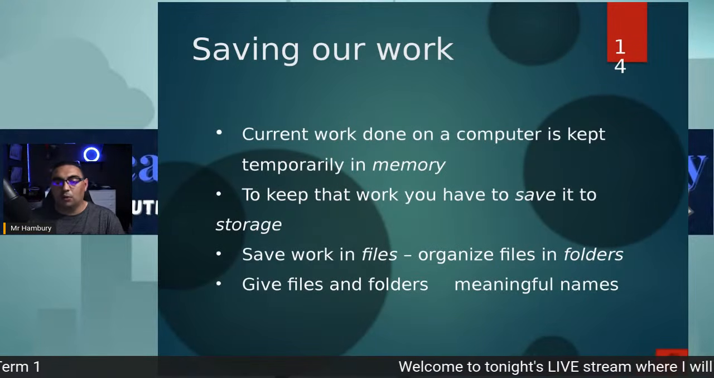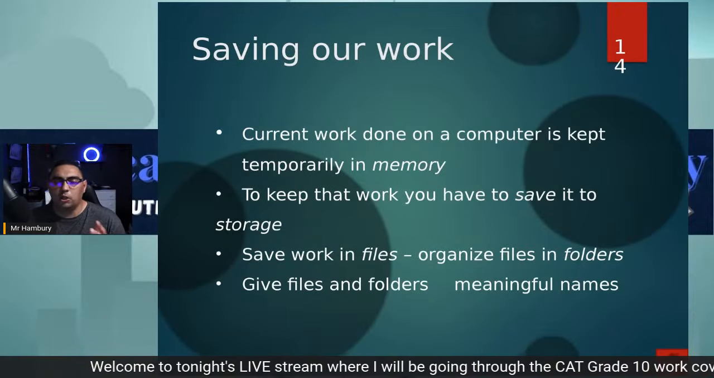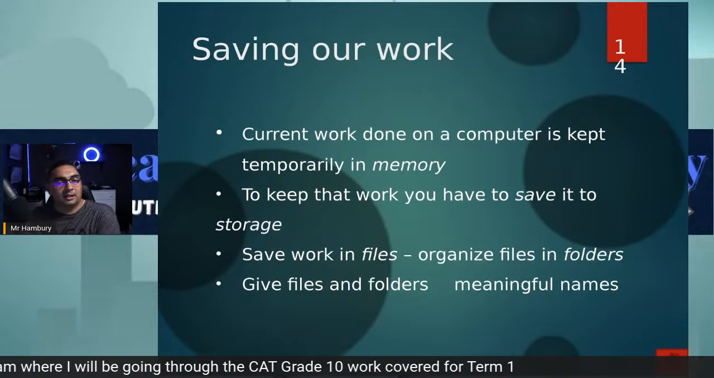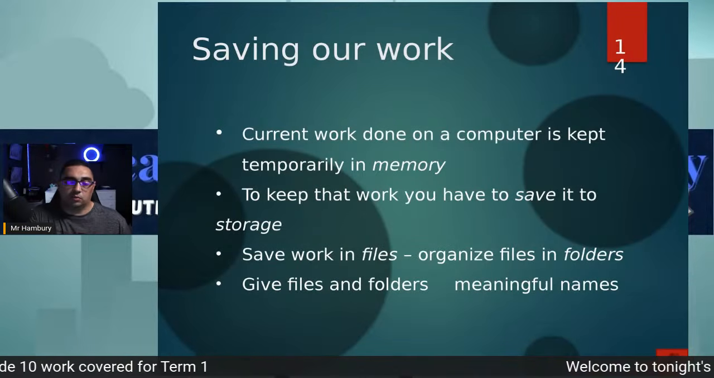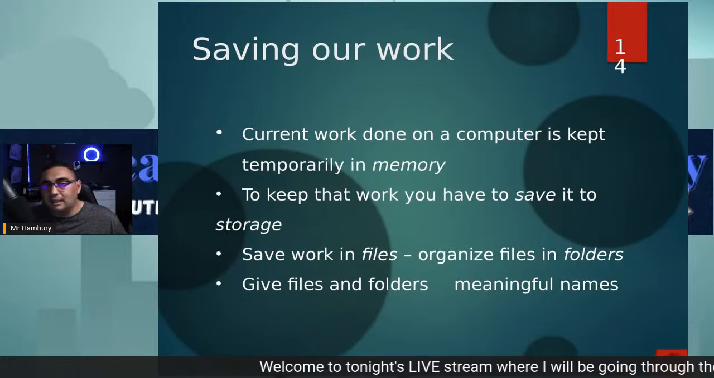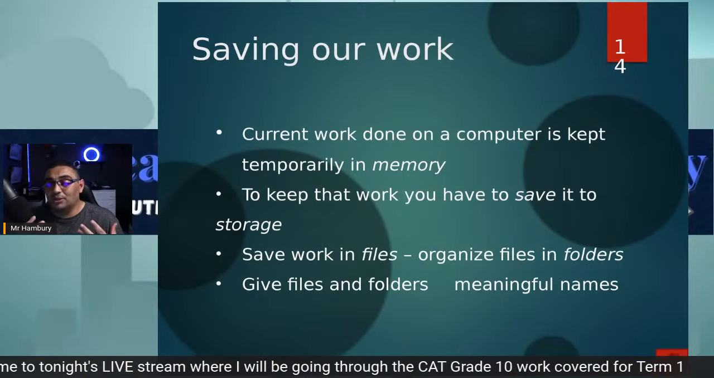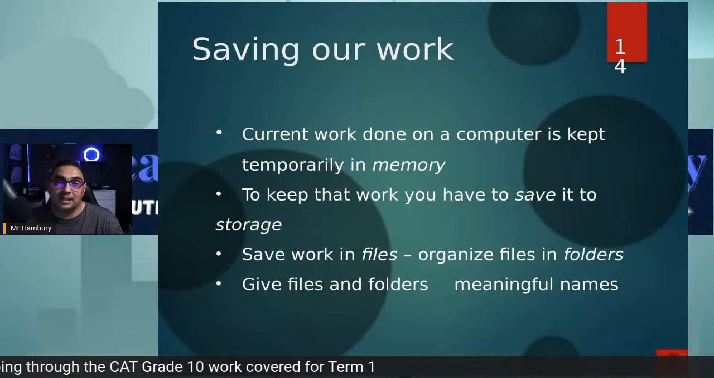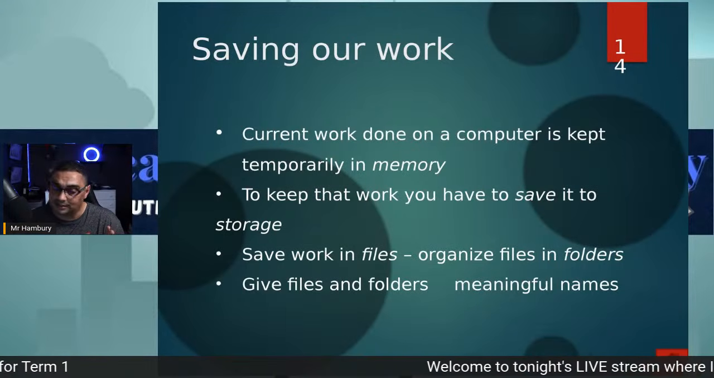And then, guys, saving your work. Currently, work done on the computer is kept temporarily in memory. In other words, when you're working on a file and you haven't saved it, it's stored in a temporary area, right? And only when we save it does it go to storage. Okay. Please remember that. Storage is where we save things and it remains there. Now, when we talk about permanent storage on computers, this does mean that it remains there when we switch our PC off and switch it back on. It doesn't mean that it never disappears.